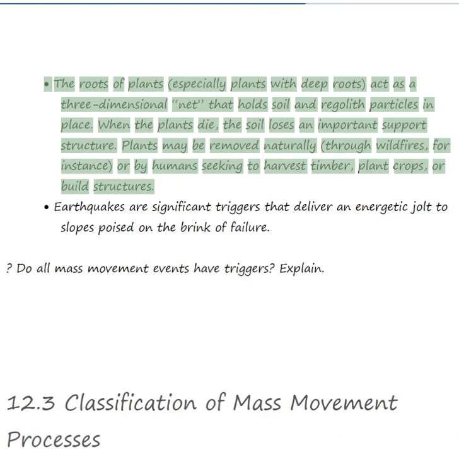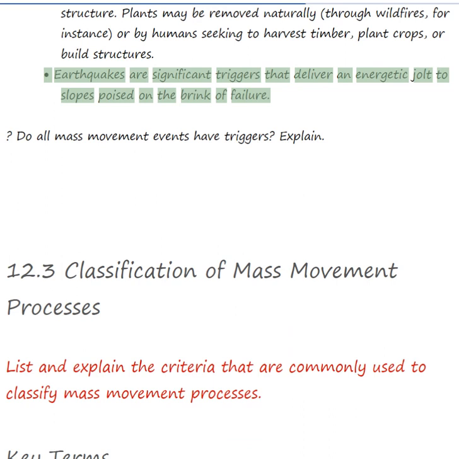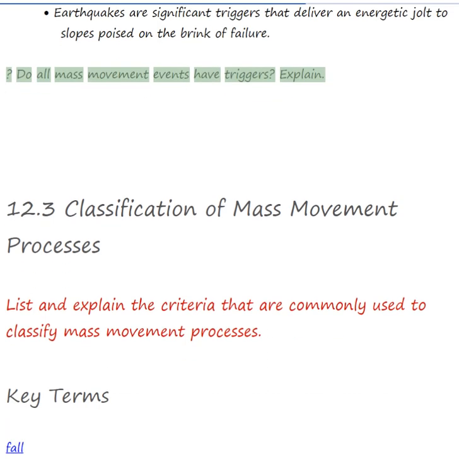The roots of plants act as a 3-dimensional net that holds soil and regolith particles in place. When the plants die, the soil loses an important support structure. Plants may be removed naturally or by humans seeking to harvest timber, plant crops, or build structures. Earthquakes are significant triggers that deliver an energetic jolt to slopes poised on the brink of failure. Do all mass movement events have triggers? Explain.